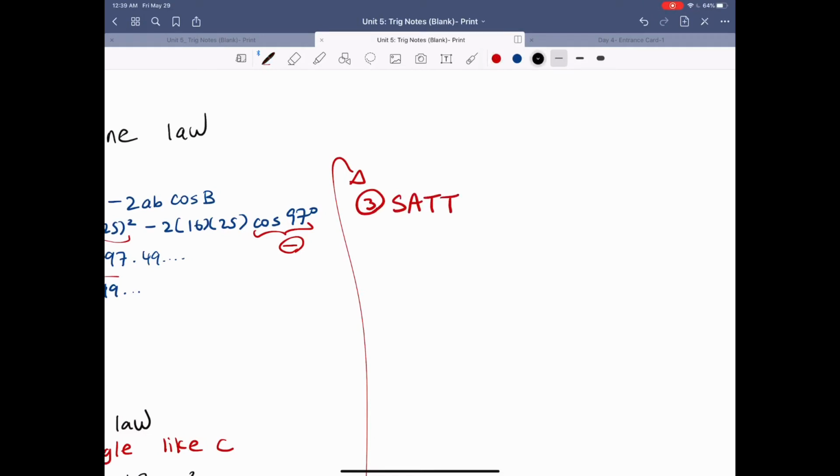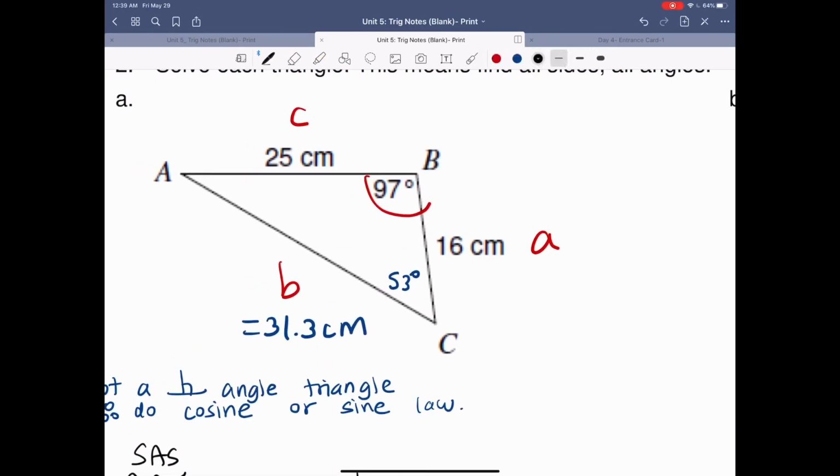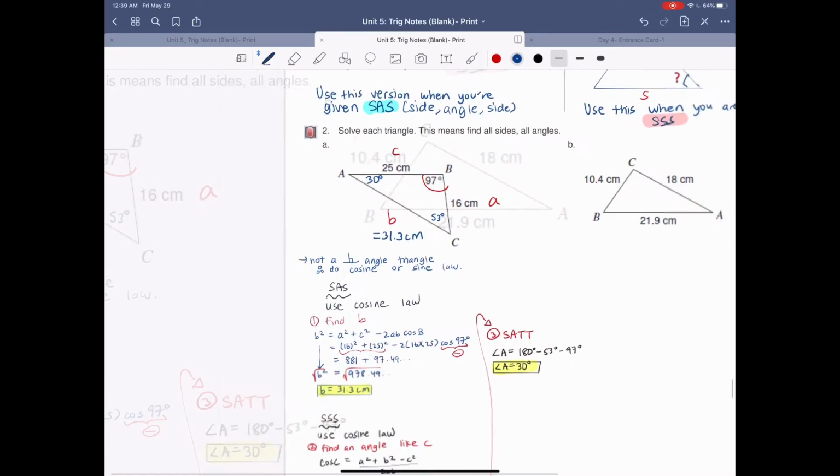So for angle A, we have 180 minus 53 minus 97. So angle A is equal to 30 degrees. Now, therefore, we have found all the angles.